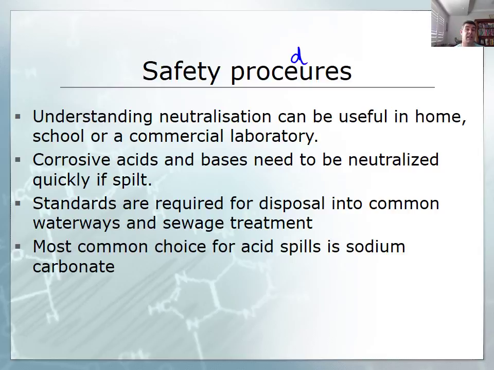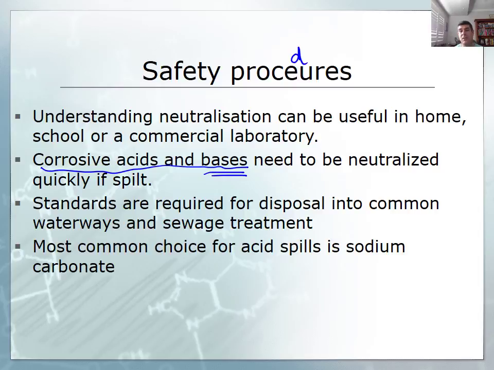Understanding safety procedures in the laboratory involves the use of neutralization reactions when spills can and sometimes do happen, particularly in the case of some of the corrosive acids and bases. So these are ones that are strong acids and bases, often in high concentration as well. These ones need to be neutralized very quickly if they're spilt, apart from the fact that they can have quite a devastating effect on furniture or other kinds of materials around them. They can also cause a little bit of damage to humans as well.